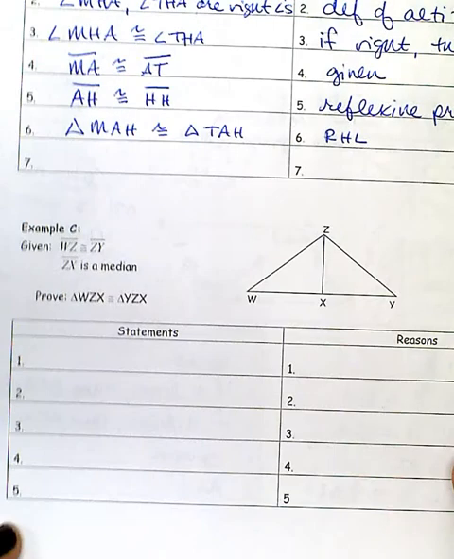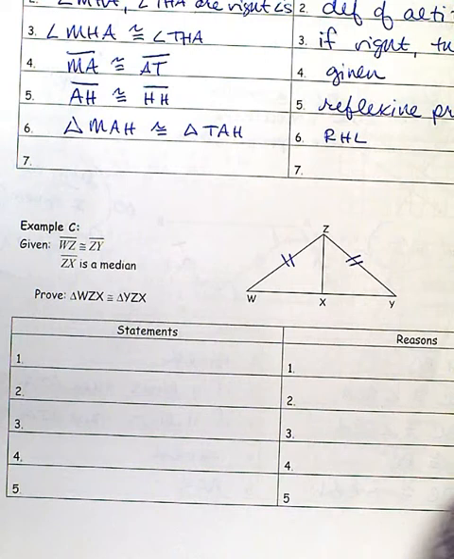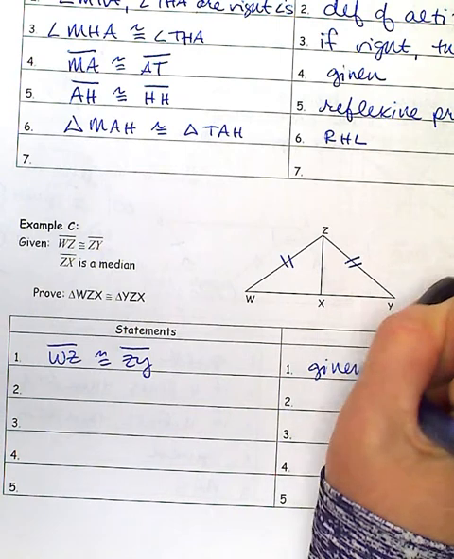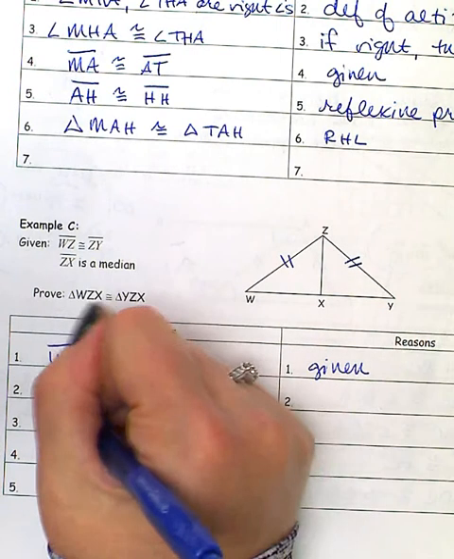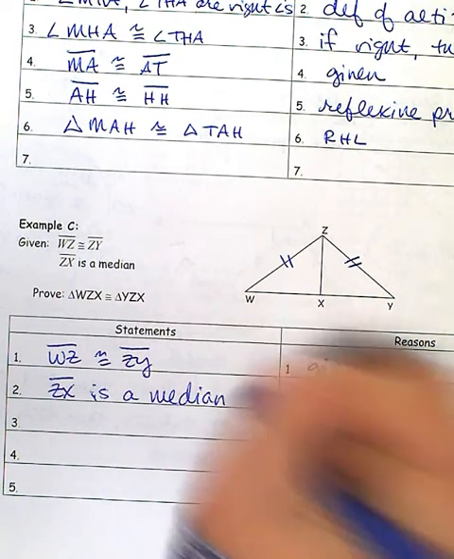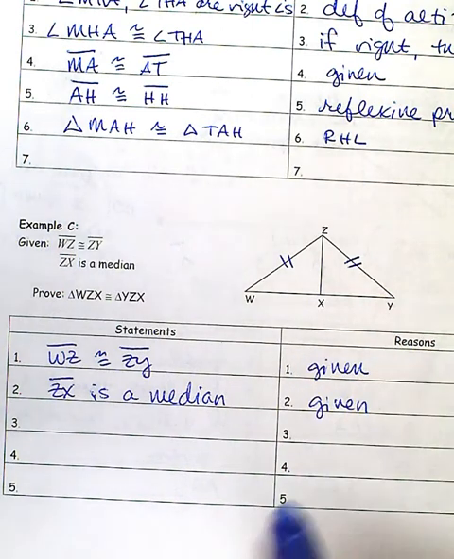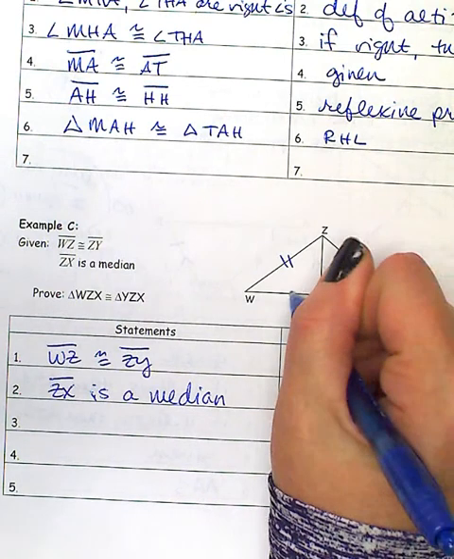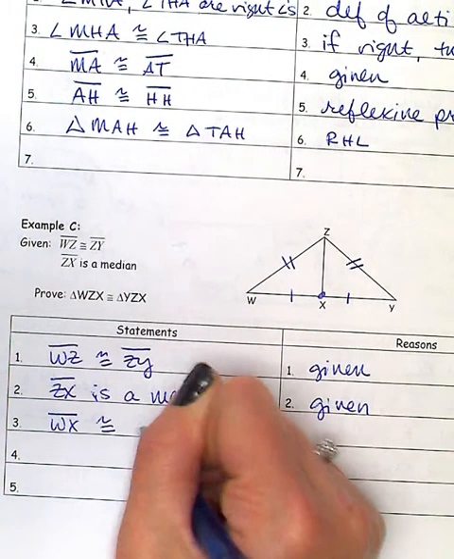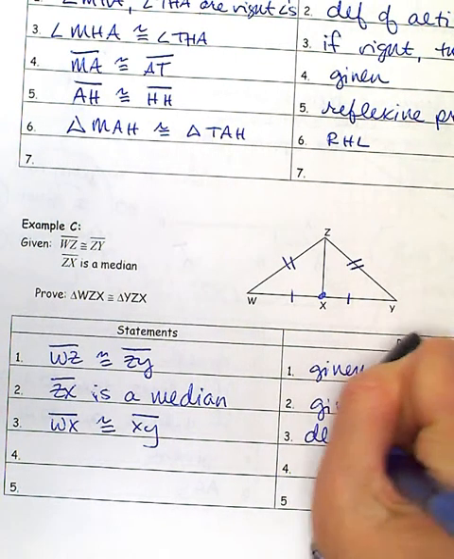Okay, lastly, example C. WZ is congruent to ZY. So let's just say that's given. ZX is a median. Keep your handwriting as neat as possible. Okay, so remember, just on the other side, that means X is a midpoint. So when you draw the diagram, then you can jump to the reason. So don't let the words trip you up. Label your diagram and then it sort of clears itself up. That's by definition of median.